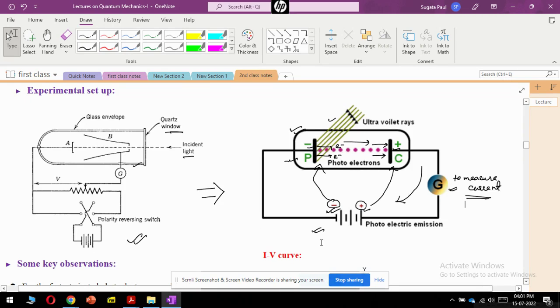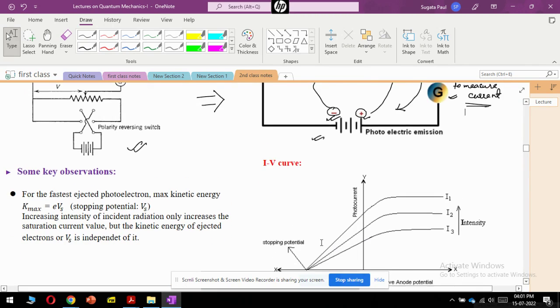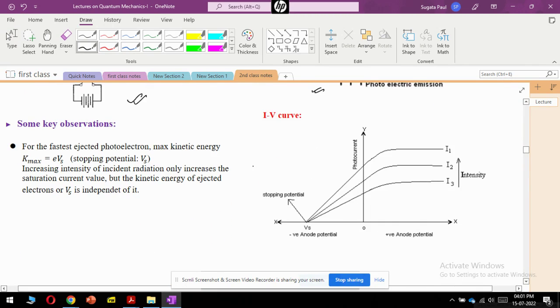Now, what will the current versus voltage curve look like from this experiment? So this is the representative IV curve from the experiment, where the x-axis is for the potential or the voltage, and the y-axis shows the photocurrent I. Now, let us first focus on a single curve. Say we are focusing on this I3. For a single current versus voltage curve, we see that when the potential difference between the two electrodes is 0, even then there is a significant, finite, non-zero value of current existing in the circuit.